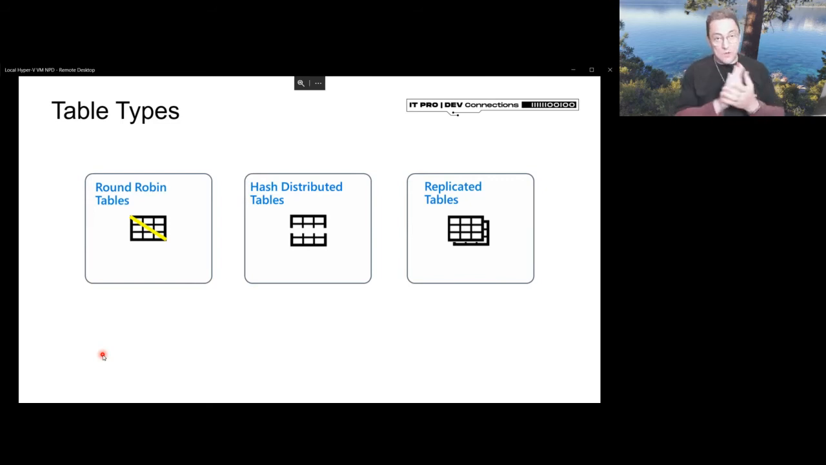You are in Synapse, and you are on a SQL pool, and you are on a dedicated SQL pool. So when you are working on this particular environment, not in the Spark or on the serverless, but this particular one, you have to make a choice. When you create the table, you have to choose if your table is going to be of the round robin type, the hash distributed type, or the replicated type.